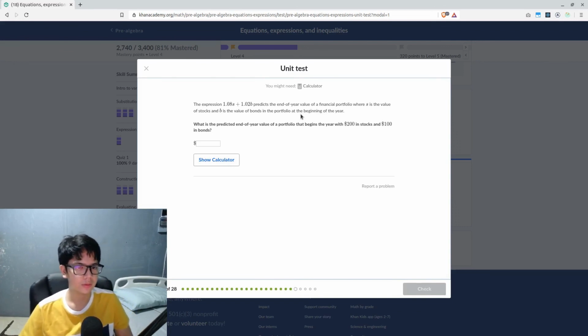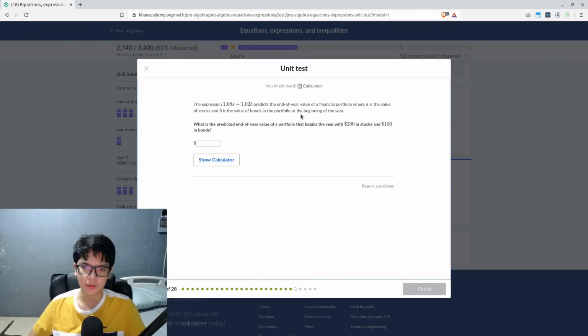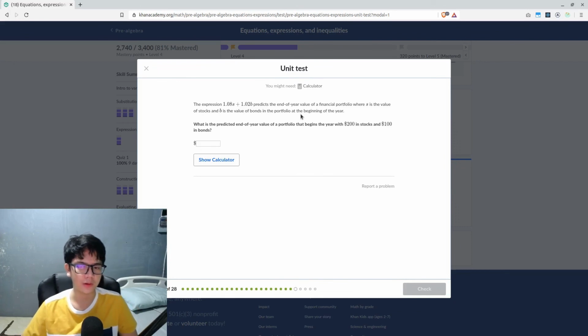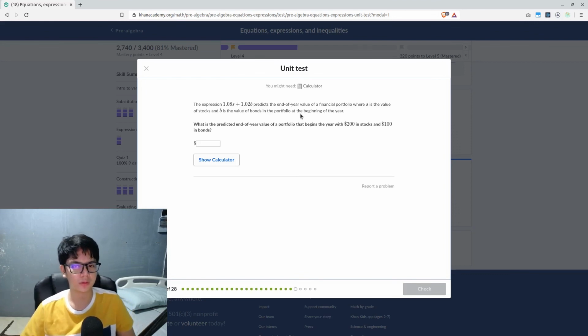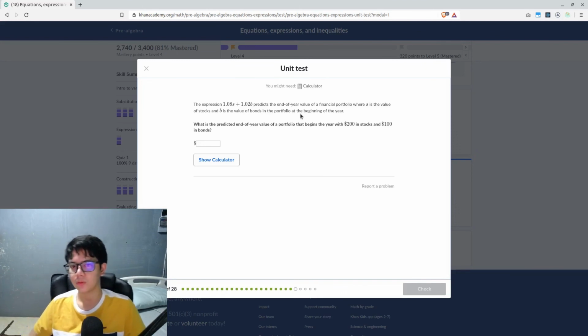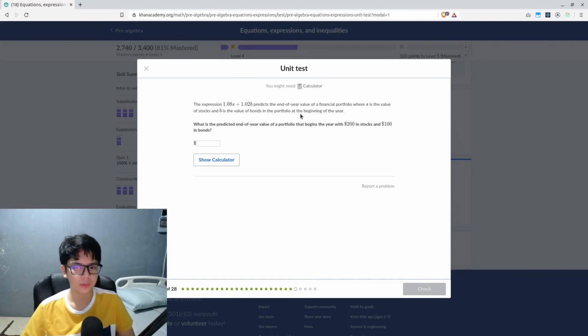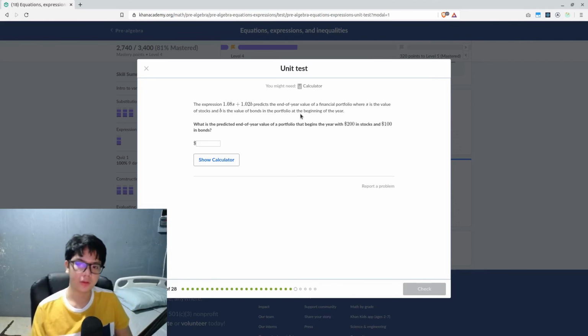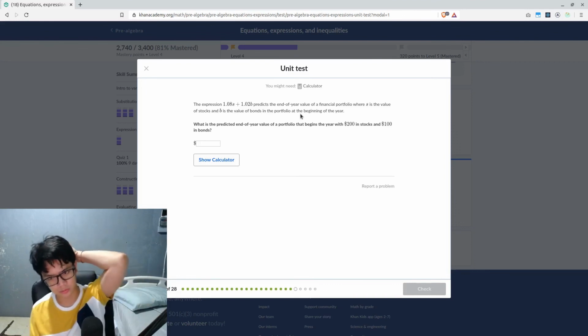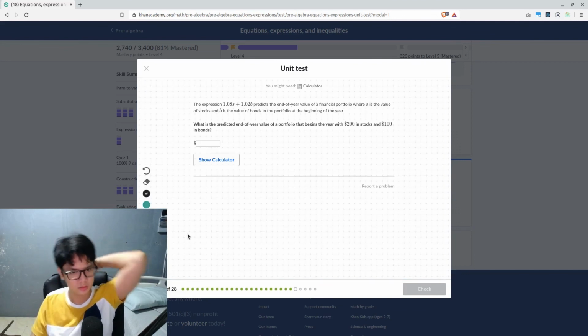The expression 1.08s plus 1.02b predicts the end of year value of a financial portfolio, where S is the value of stocks and B is the value of bonds in the portfolio at the beginning of the year. What is the predicted end of year value with 200 in stocks and 100 in bonds?